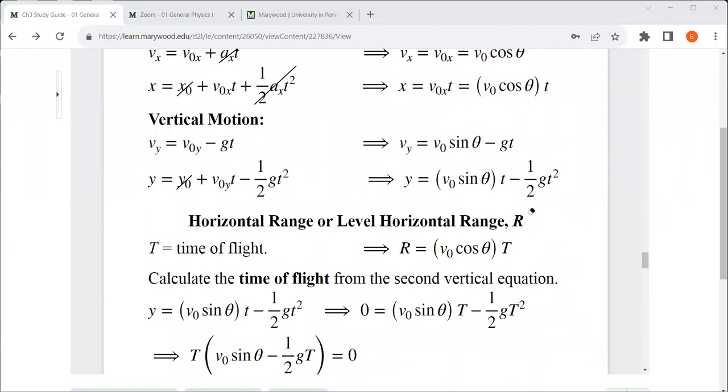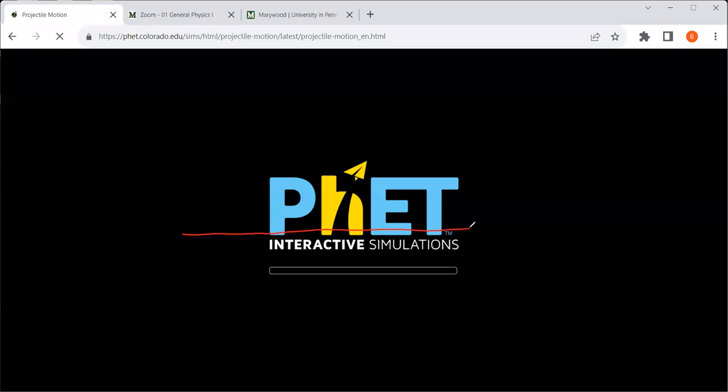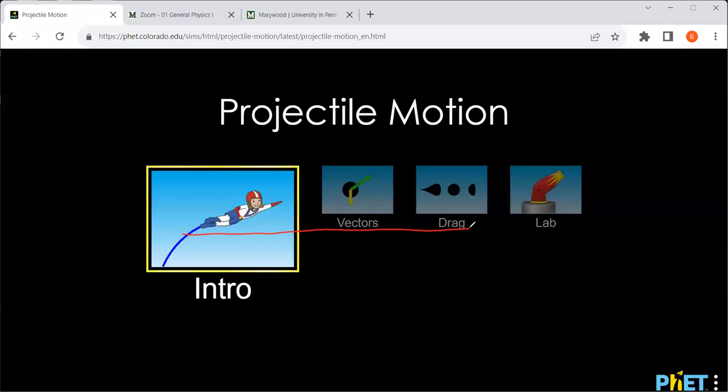All right. So before I talk about the horizontal range and level horizontal range, let me show you a simulation, an interesting simulation.